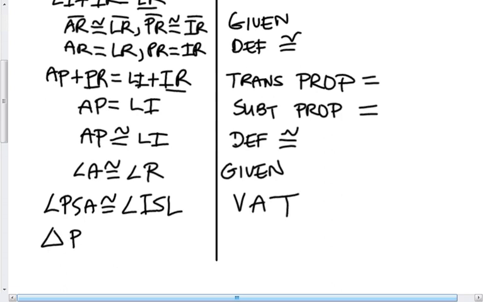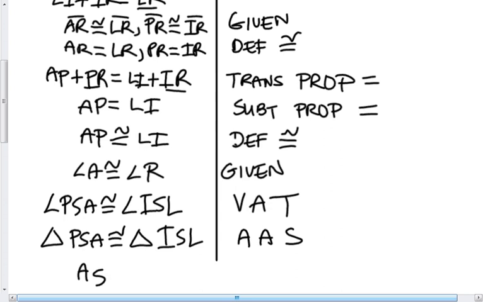And so we have triangle PSA is congruent to triangle ISL, and that's angle side. And so then the parts are congruent, so segment AS is congruent to segment LS by corresponding parts of congruent polygons are congruent. All right, you try that.